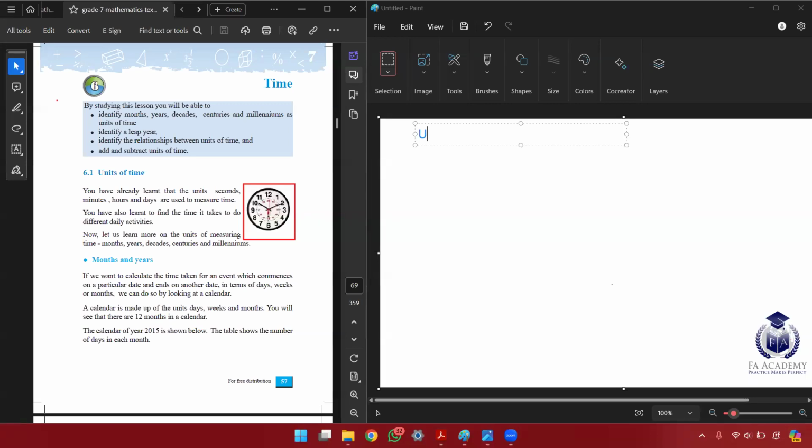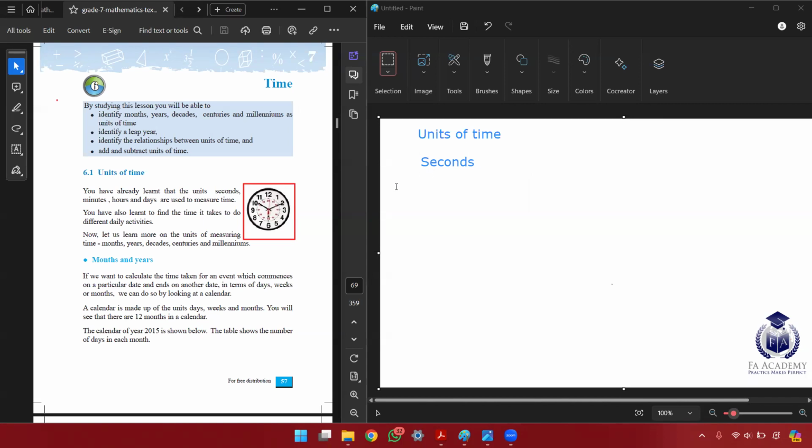Okay, so let me type it here. Units of time. What's the smallest unit that you see? When you look at the clock, you can hear a sound, right? It goes tick, tick, the tick, tick sound. So what is that sound actually? You need to think about that. That sound is counted as seconds. What do we say? Seconds, right? And that's the smallest unit that we have when we are measuring time.